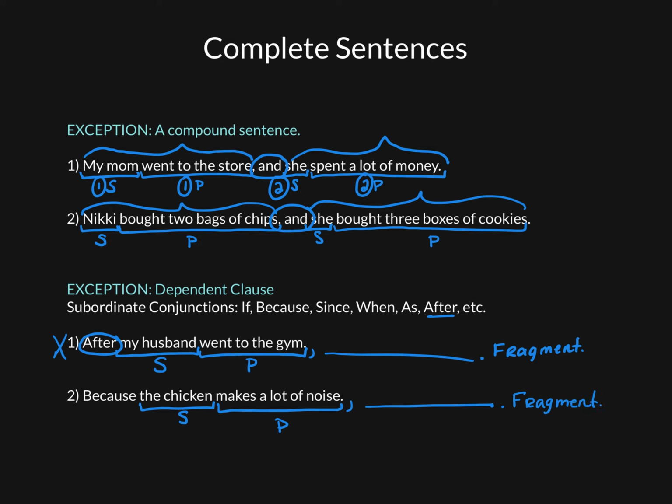So now if we wanted to correct these sentences, we could say something along the lines of, after my husband went to the gym, he was tired. Now, this has the second part of the sentence, so it tells us what happened after her husband went to the gym. Now our next one, we have because the chicken makes a lot of noise. So we could say something like, because the chicken makes a lot of noise, I couldn't sleep.